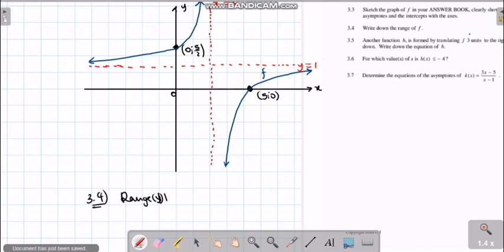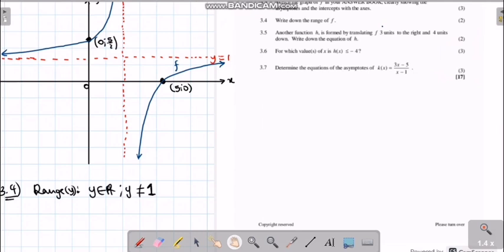We'll say this graph will touch all other y values except for one y value. So y is an element of real numbers, but y won't be equal to the horizontal asymptote, which is what? 1. Okay, so now let's check 3.5.